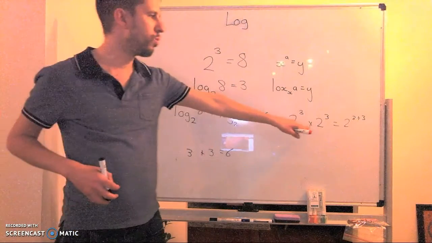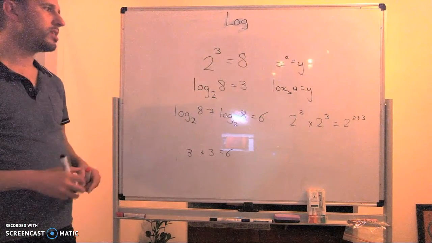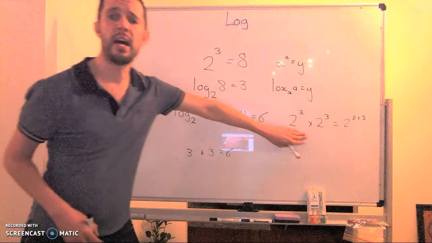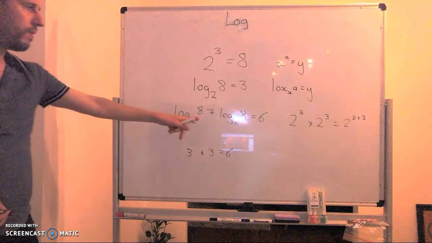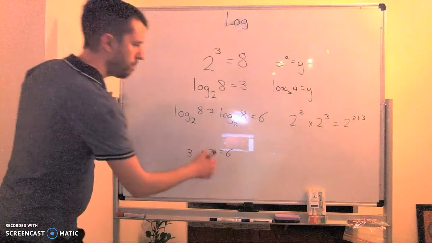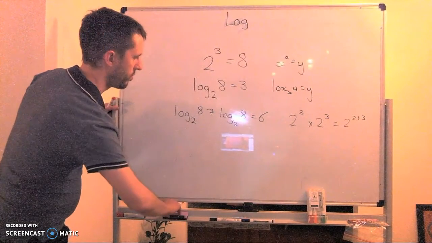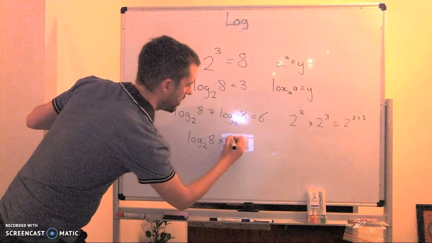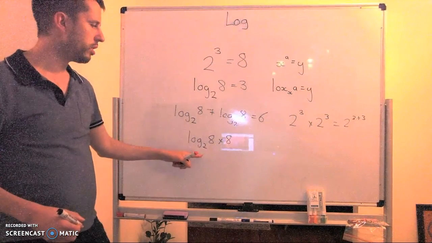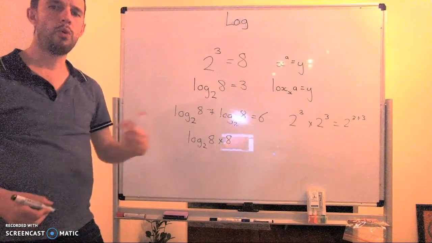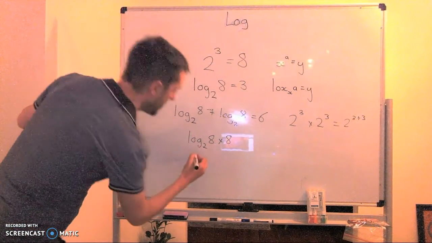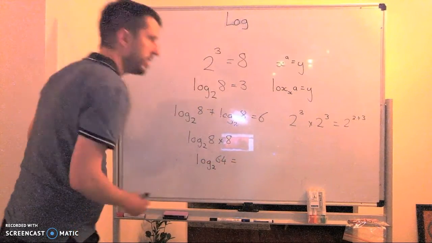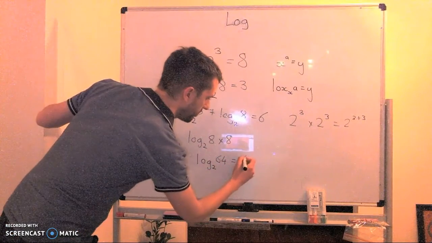But it actually means that we're timesing. Because if I look at this a bit further, this is 8 and this is 8, and I'm timesing them together. So if I go back to this now, it is actually meaning log base 2 of 8 times 8. Well, 8 times 8 is 64. So that's saying the log base 2 of 64 is equal to my 6.